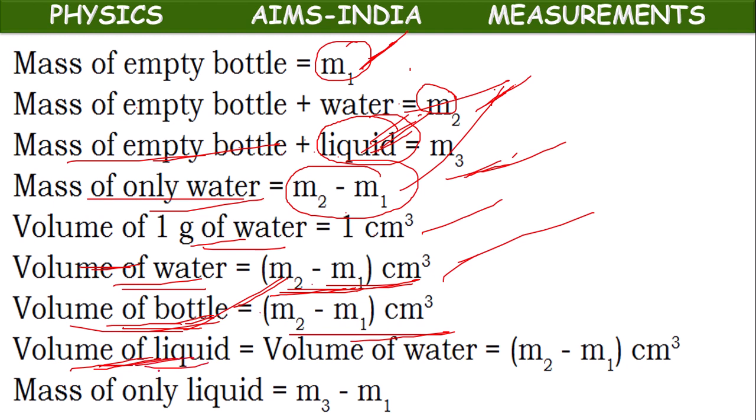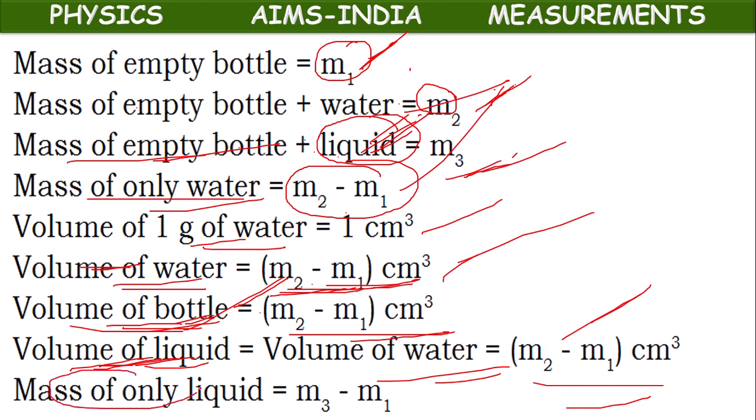Because same amount of water, same amount of liquid we have taken. Complete density bottle is filled first with water and then liquid. Both the volumes are same. So volume of liquid also will be equal to M2 minus M1.